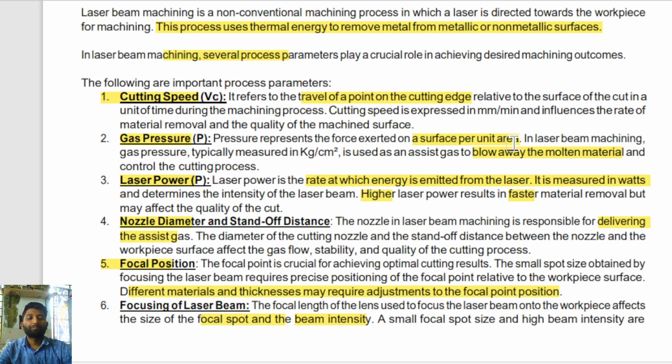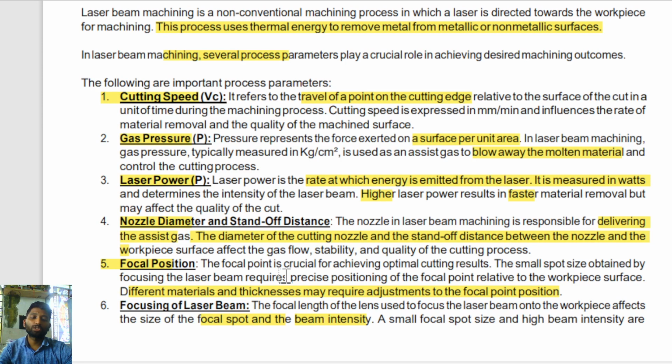So how much gas pressure there is depends on the material, and only then can we move the tool or the light further. Laser power is the rate at which the energy is emitted from the laser; the higher the laser power, the faster the material will be removed. Then the nozzle diameter and the standoff distance, how far it is from the work, and the diameter of the nozzle: on that the delivery of the assisting gas depends.